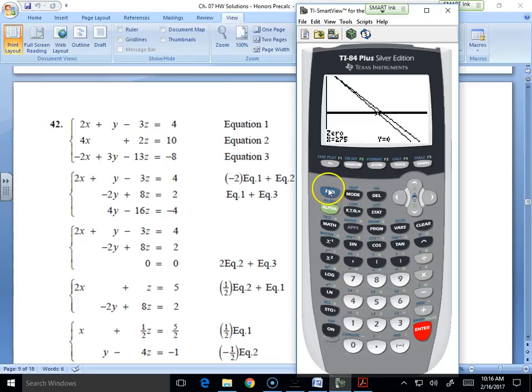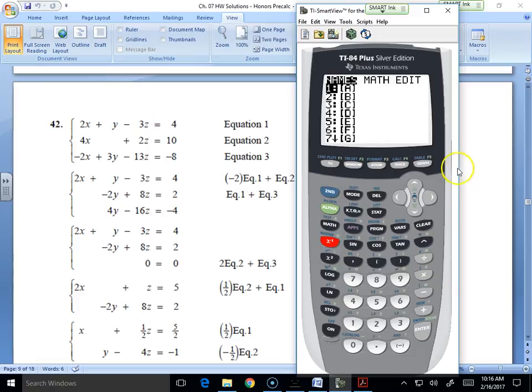Otherwise, you can go to second x inverse. You can edit a matrix. This is technically from next chapter. You can make a 3 by 4, and you can plug in each of the coefficients: 2, 1, -3, and 4. You can plug in 4, 0, 2, and 10. You can plug in -2, 3, -13, and -8.